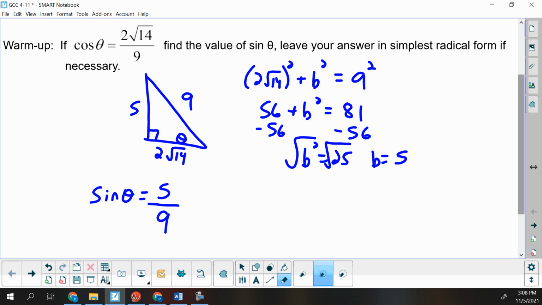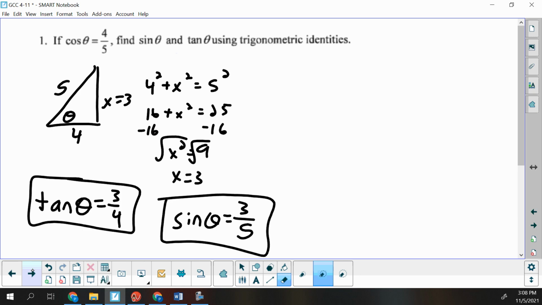You can stick your warm-up sheets away, and moving over to the homework. So we had cos is 4/5, so that's your adjacent and your hypotenuse. So your Pythagorean theorem, you eventually get 3 for the third side. Tan, your opposite over adjacent, was 3/4. Sine, your opposite over hypotenuse, was 3/5.